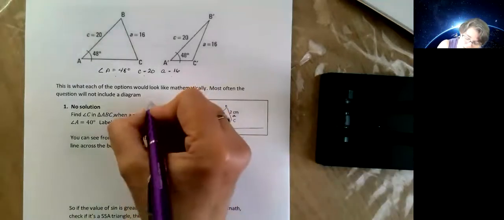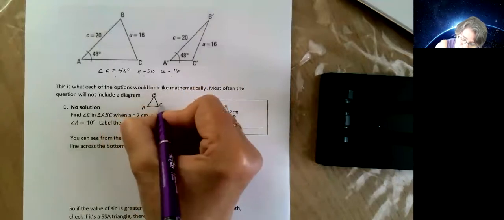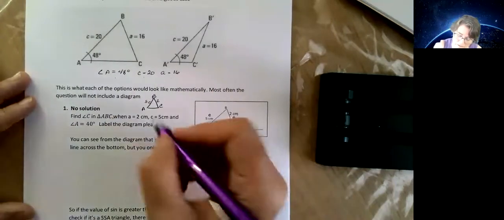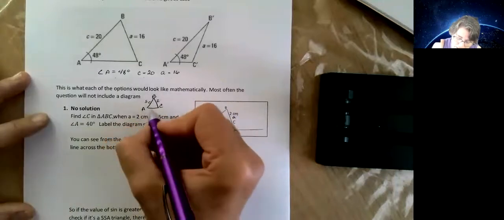But if you're like me, and sometimes you just do this, A, B, C, and then you go little c and you put 5, and you go little a and you put 2, you might not see that it's not going to work for you. So let's see how this would work out mathematically. So A, I know, is 40 degrees.